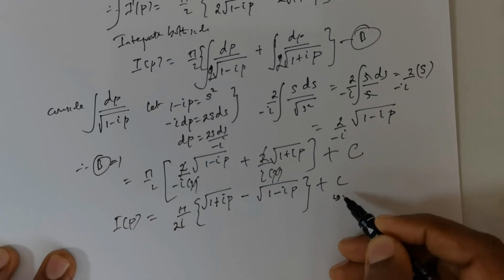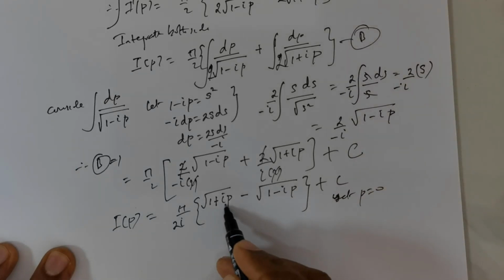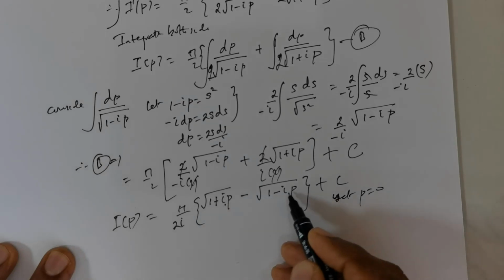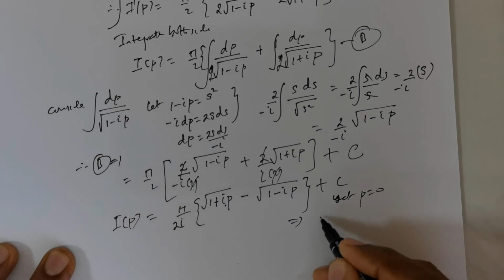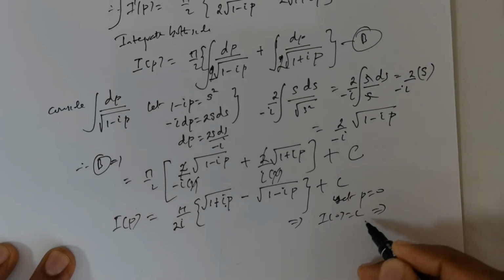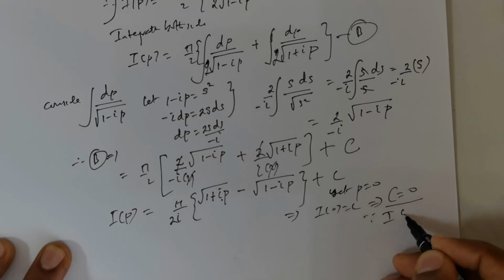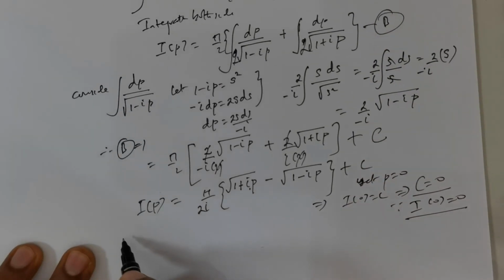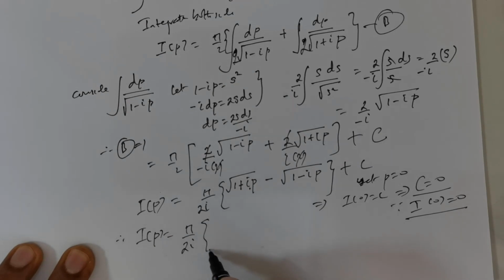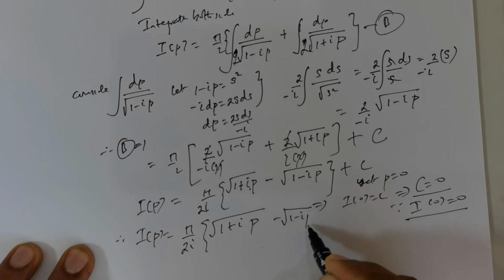Now let me set p equal to 0. If p is equal to 0, this is going to be 0, so root of 1, this is going to be 0, so this entire thing goes off. So this would mean I of 0 is equal to c. This means c is equal to 0, right? Because I of 0 is equal to 0. We have obtained it, so that means c goes off. So this means you have I of p is pi over 2 times I root of 1 positive I times p negative root of 1 negative I times p.